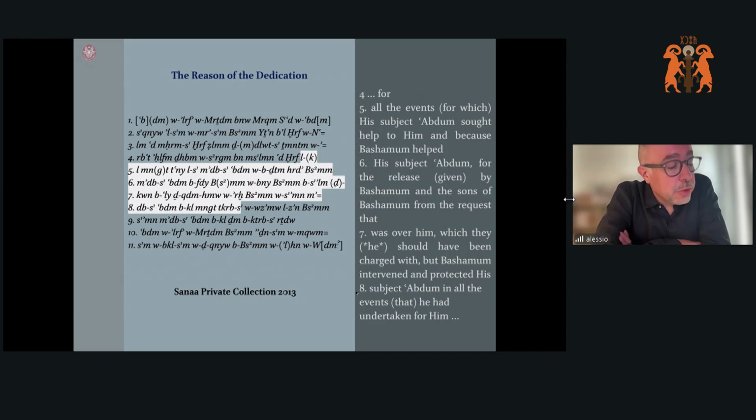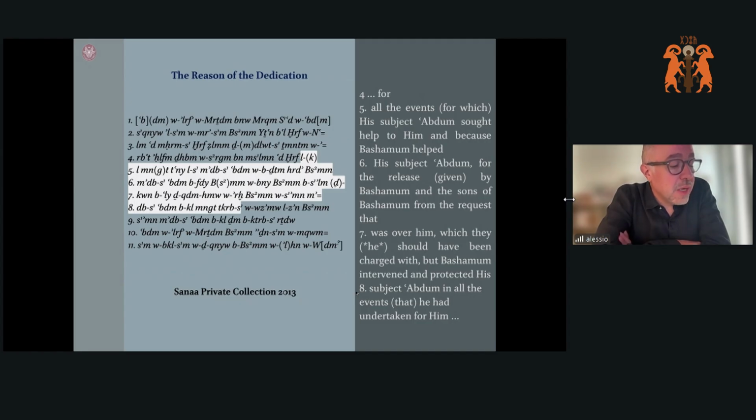The text continues because Bashamum helped his subject Abdum for the release given by Bashamum and the son of Bashamum from the request that was over him. The verb helped, harada, appears in the typical Sabaic H causative and is attested exclusively in Sabaic inscriptions, while the root rada, with the same meaning to help, also occurs in Qatabanic in the basic stem. The causative stem remains unattested in this language. We are clearly dealing here with Sabaic interference in Qatabanic.